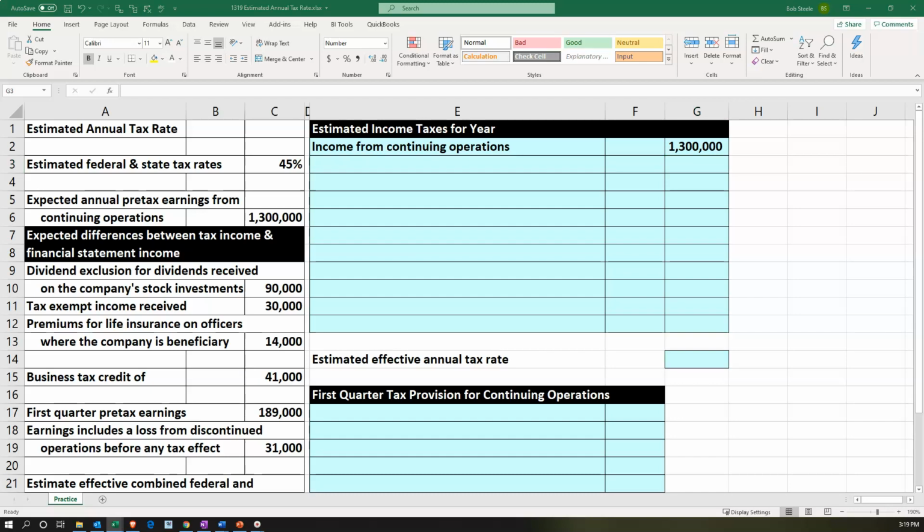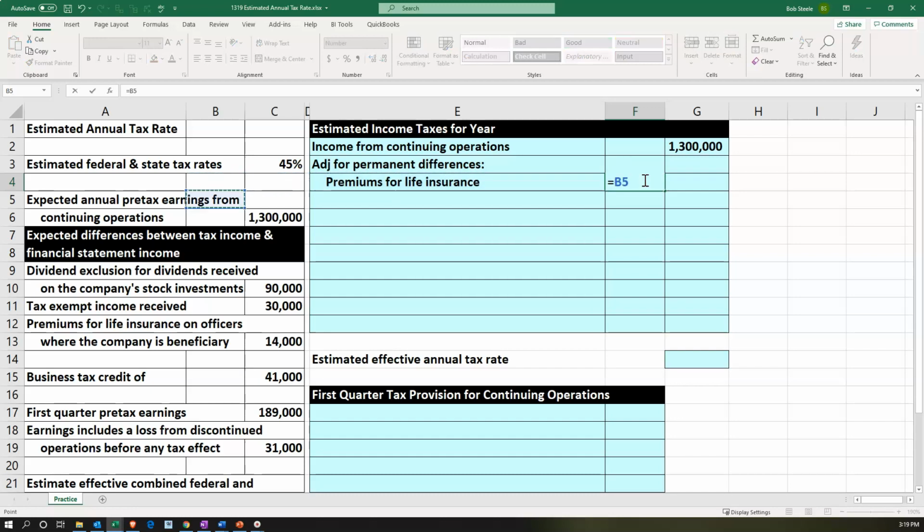Then we're going to be adjusting for permanent differences, including the premium on the life insurance. The premium on the life insurance is not going to be deductible for taxes. Therefore, we're going to have to add it back in. We said this is basically our beginning number. It includes a deduction of the $14,000 permanent difference. We therefore are going to have to add the $14,000 back in when we think about the tax effect for it. Then we've got the dividends exclusion.